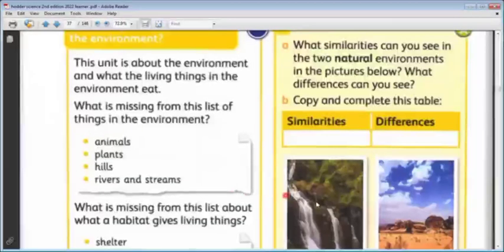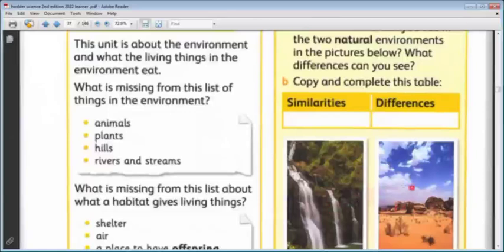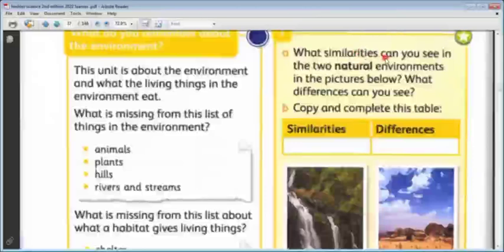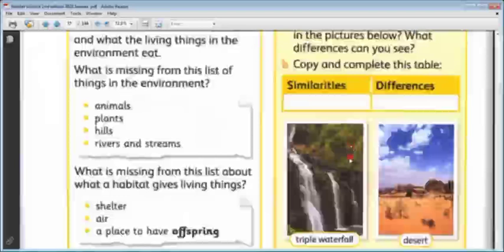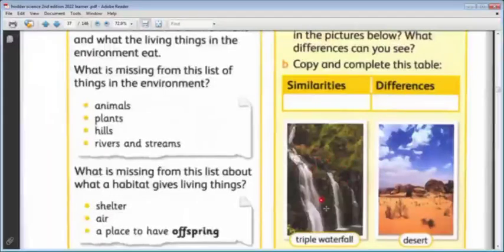Here we have two types of environment. This is the rainforest or waterfall environment, and this is the desert environment. What similarities can you see in the two natural environments? He wants us to mention the similarities between this environment and this environment.